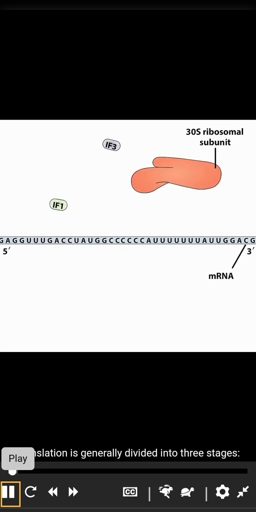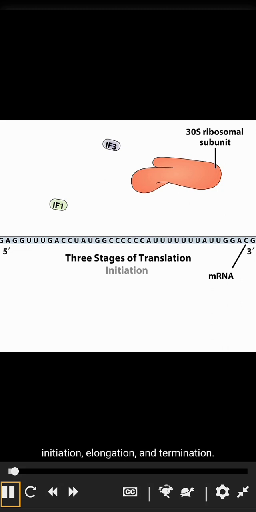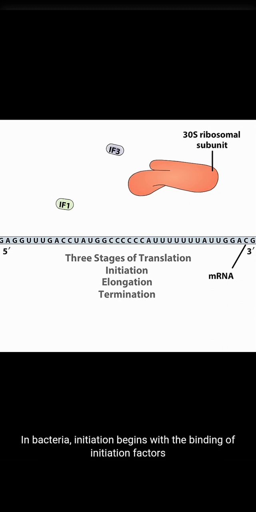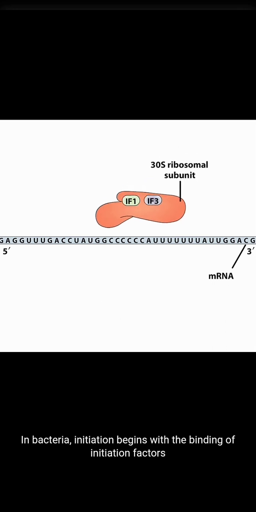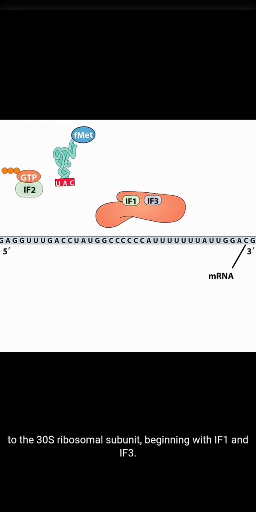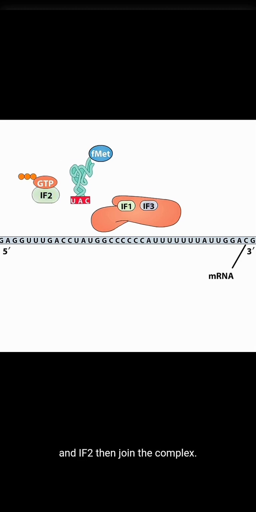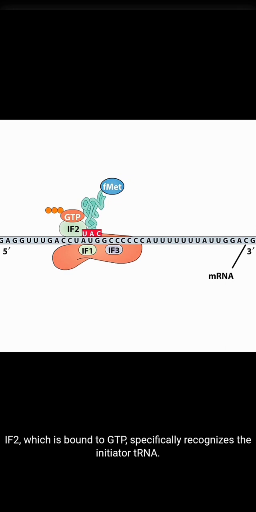Translation is generally divided into three stages: initiation, elongation, and termination. In bacteria, initiation begins with the binding of initiation factors to the 30S ribosomal subunit, beginning with IF1 and IF3. The mRNA, the initiator N-formylmethionine tRNA, and IF2 then join the complex. IF2, which is bound to GTP, specifically recognizes the initiator tRNA.